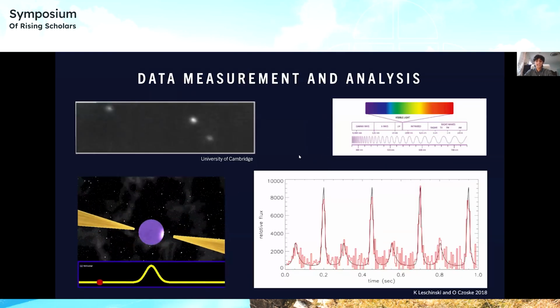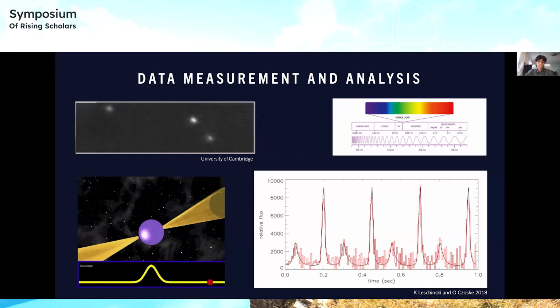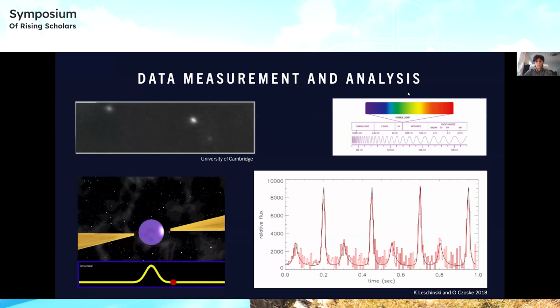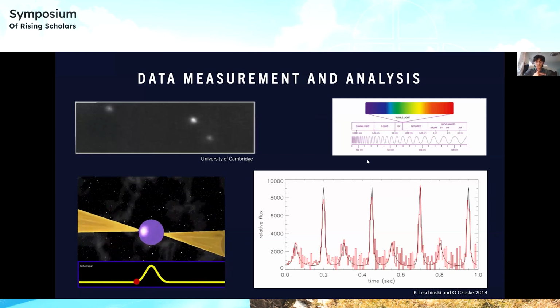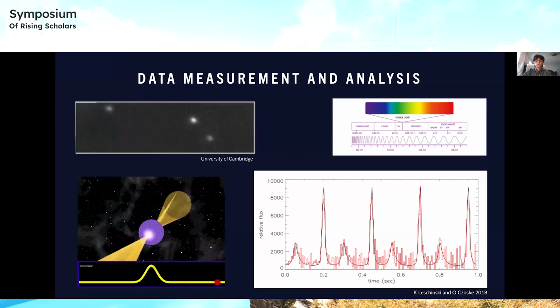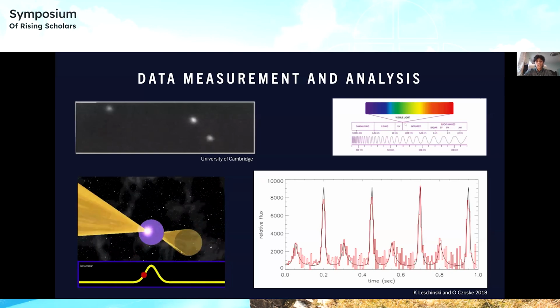All right, so data measurement analysis. The important thing to know with pulsars is that they all pulse in different areas of the spectrum. As you can see in the top right graph over here, you have gamma rays, X-rays, ultraviolet rays, visible light, and radar and radio waves, which are the big ones that pulsars emit in.